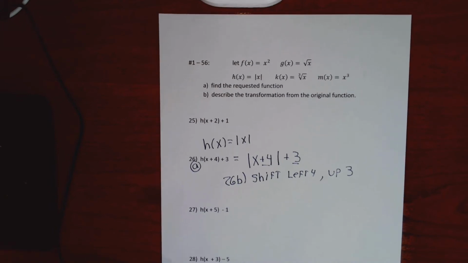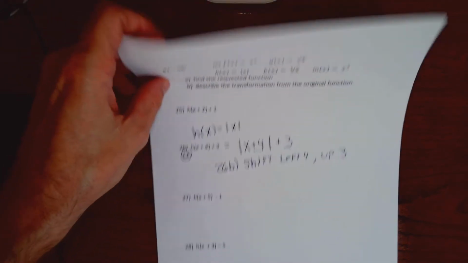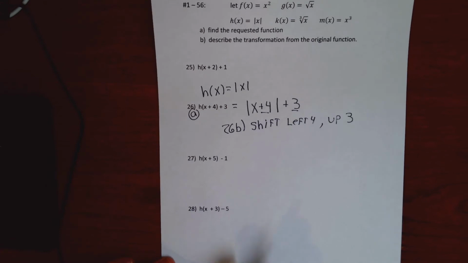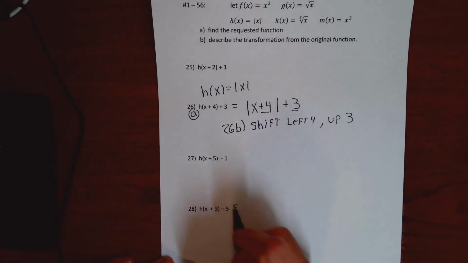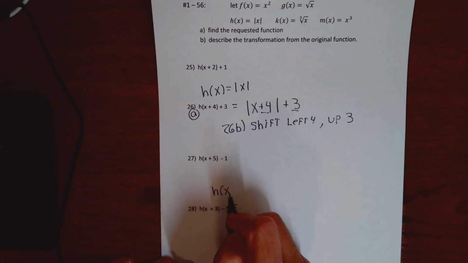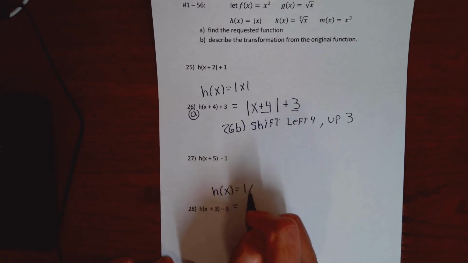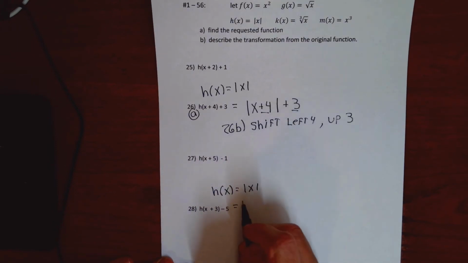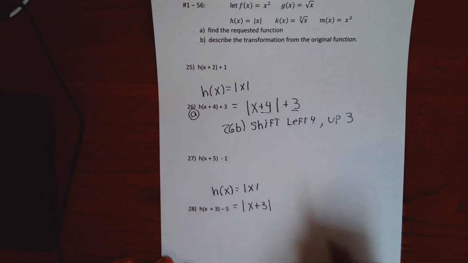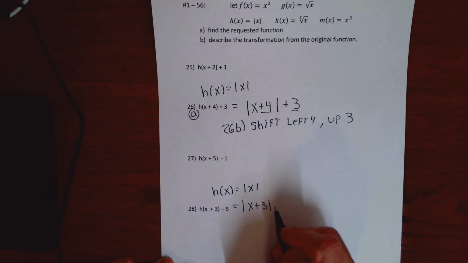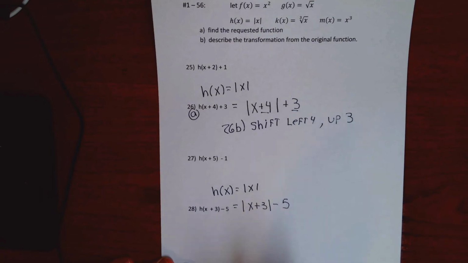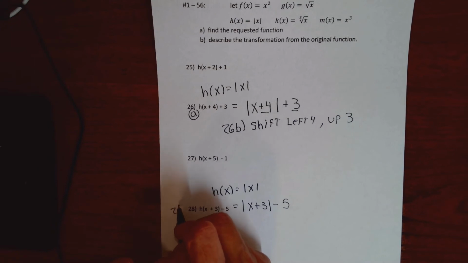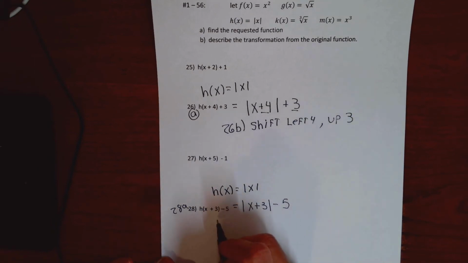If I did the same thing for problem 28, find the function h of x plus 3 minus 5, it's calling out that same absolute value function. That's the best function if you're graphing on your calculator to see. The plus 3 is going to go under the absolute value because it's in a parentheses. The minus 5 is not going to go inside the absolute value. It's going to go after the absolute value.